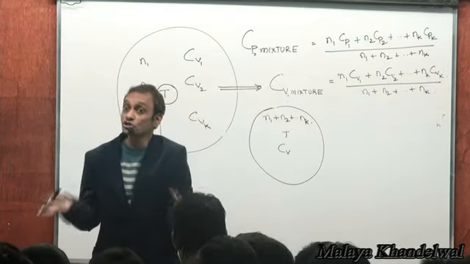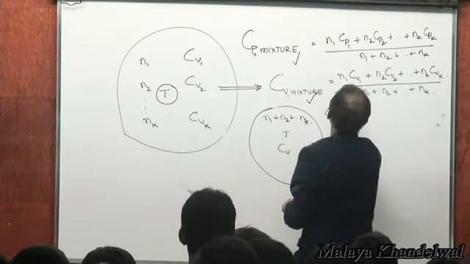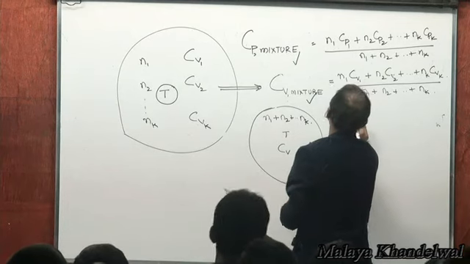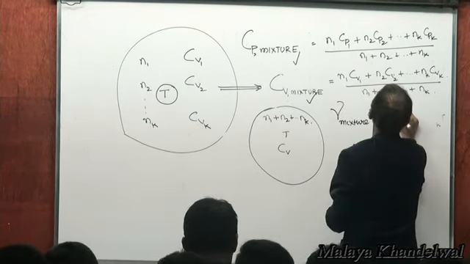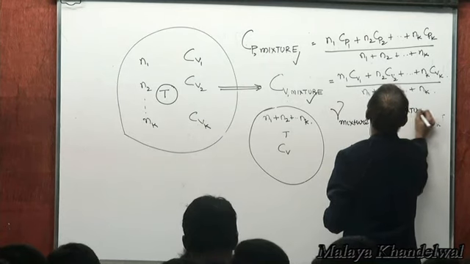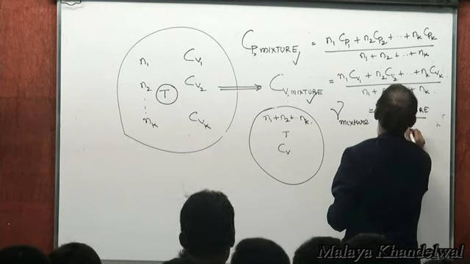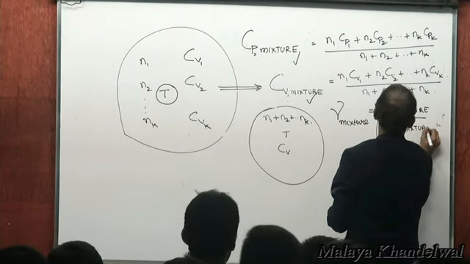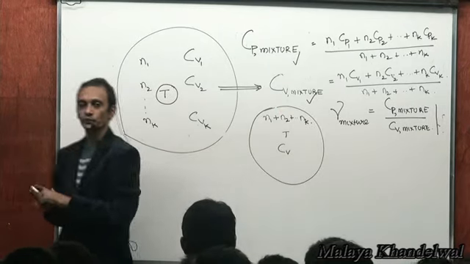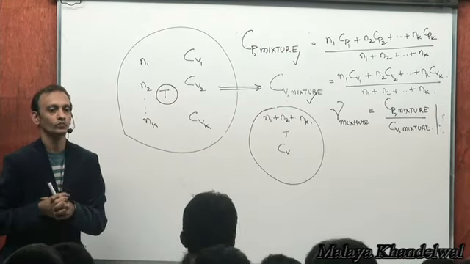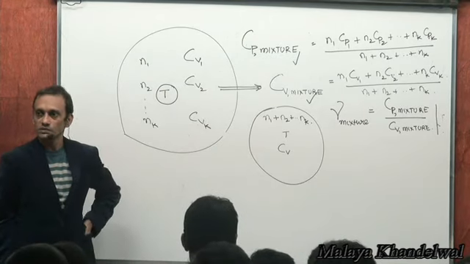The gamma for the mixture is going to be this divided by this. The adiabatic exponent for the mixture is going to be Cp of the mixture divided by Cv of the mixture. Sounds all right?